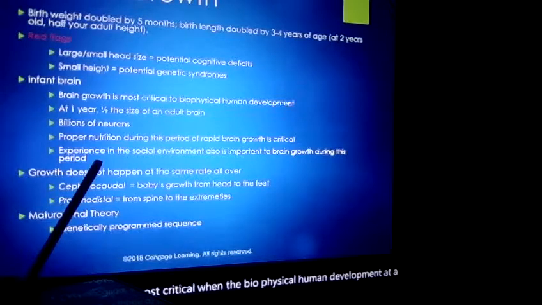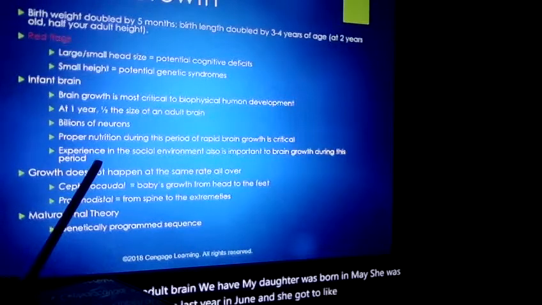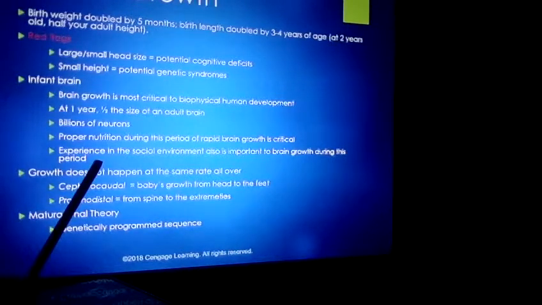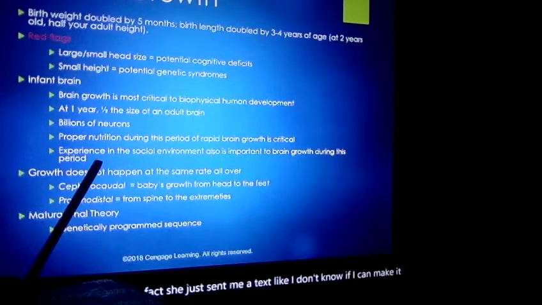Well, yeah, my daughter was born in May. She was 6.5 pounds. No, she was born last year in June, and she got to like 13 pounds by 13 weeks. My son was born in May of this year, so they're only 10 months and 3 weeks apart. He was like 6 pounds, and he's already 15. Yeah, they're definitely Irish twins. It's insane. In fact, she just sent me a text like, I don't know if I can make it through the day, as we were both up all night taking care of them. She's up more than I am.